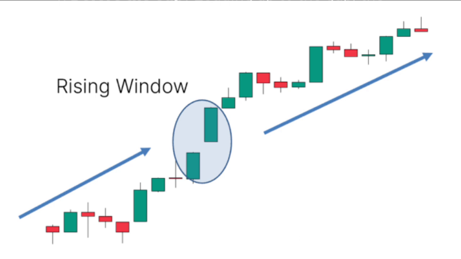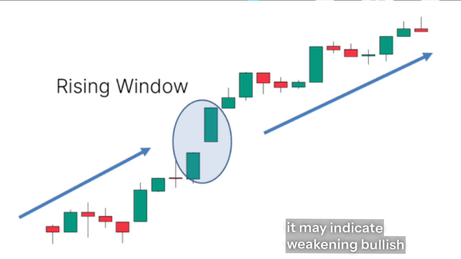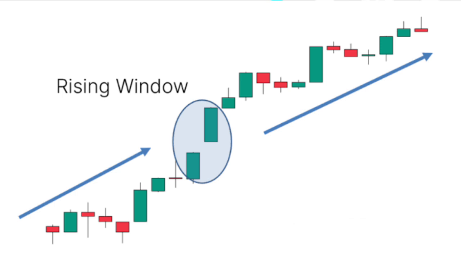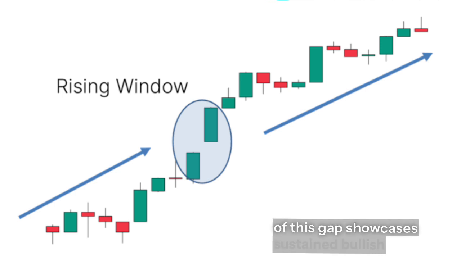After the gap, if prices continue to rise or stay above the gap without filling it, it's an affirmation of strong bullish sentiment. However, if prices start to move back and fill the gap, it may indicate weakening bullish momentum. The rising window serves as a visual representation of a period where supply and demand dynamics shifted heavily in favor of demand, causing a jump in price. The continued maintenance of this gap showcases sustained bullish sentiment, as sellers aren't pushing prices back down to fill the gap, and buyers are willing to purchase at these elevated levels.